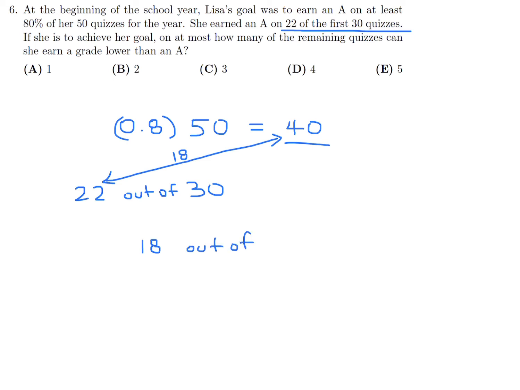How many are there remaining? Well, the total is 50 and 30 are done, so out of the remaining 20 she must get 18 to meet her goal. So that means the most she can get wrong, in terms of less than an A, is 2, right? 20 minus 18. And I think that's it. Not much really other than just looking at the question stem and working with the numbers they give you. So 6, the answer is B.